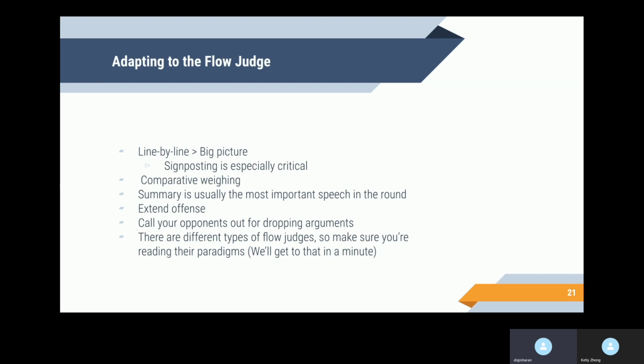The most important thing with flow judges is that there's a little variation in their preferences, so make sure to read their paradigms. I know we keep talking about it, but we will get to that in a second.